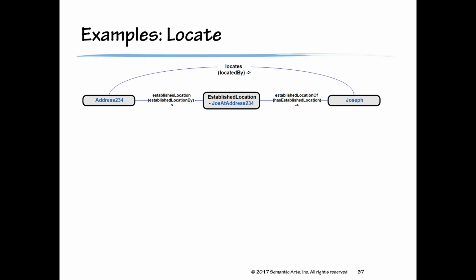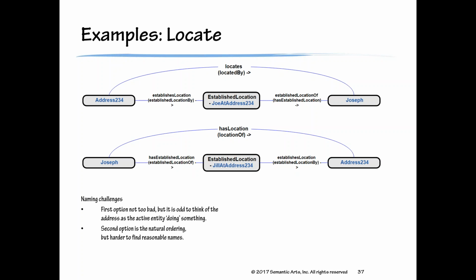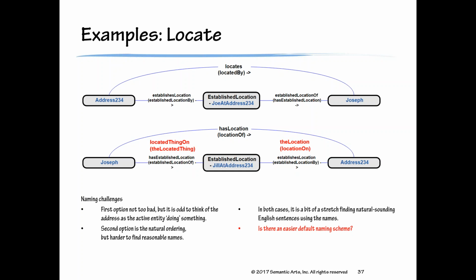So another example is we could use the same pattern to say an address, use a verb, the address locates Joseph. This works technically, grammatically, but again, it's pretty awkward. You wouldn't really do that. A more natural way to do it is to flip it around and say Joseph has a location address. And now we have to think of words and names that kind of halfway make sense. Joseph has an established location. This established location is an established location of this person, blah, blah, blah. So it's all kind of annoying. I'm going to skip over this. It's just kind of making the general point.